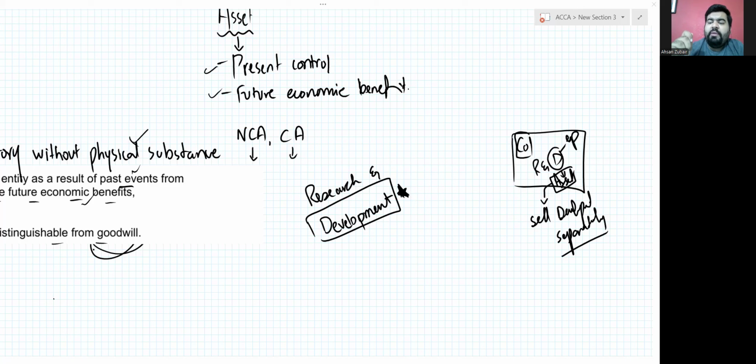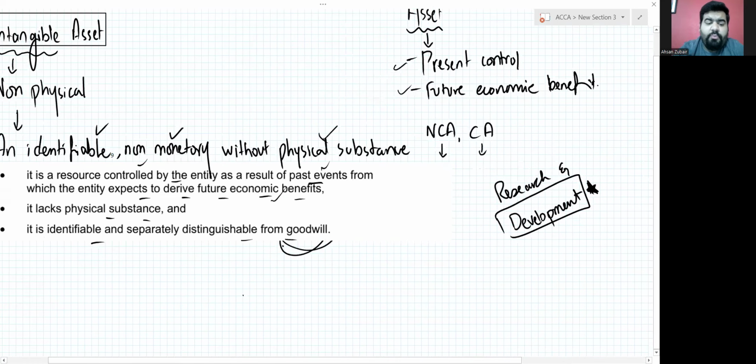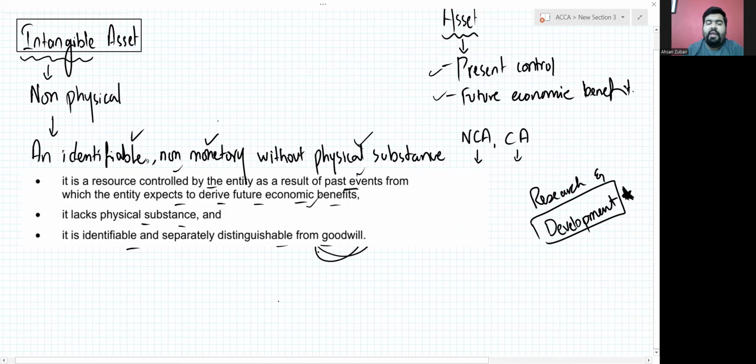That is not going to create extra money by selling it separately. If you want to generate money from an intangible asset by selling it, you can't sell it separately. You can sell the whole business for that. If you are selling the total company, then R&D, the development asset, is also being sold. But you can't sell it separately. So that is the point: non-monetary means it can't create cash by being sold separately.